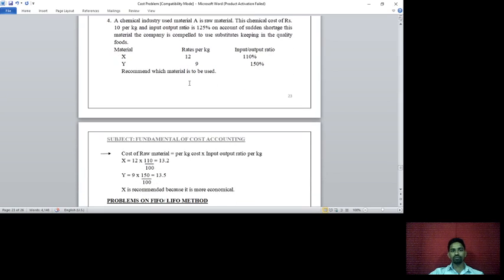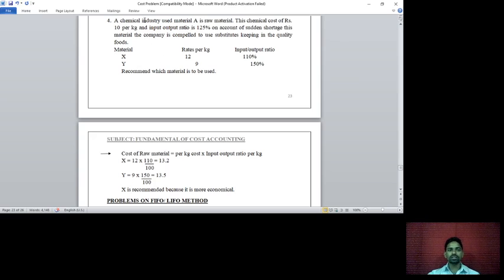Next, problem number 4, just see, a chemical industry uses material A as raw material. This chemical costs rupees 10 per kg and input output ratio is 125%. On account of sudden shortage of this material, the company is compelled to use substitutes keeping the quality in mind. Okay, so this problem is also related to the earlier problem we solved.